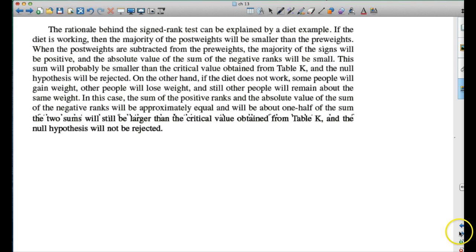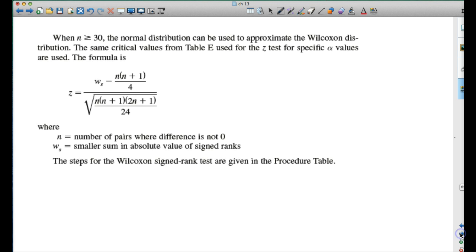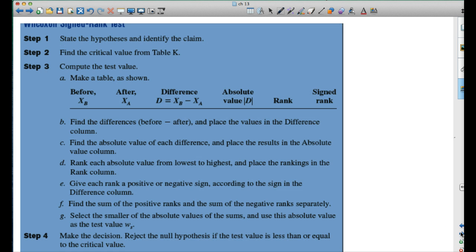Let's just skip this slide. When n is greater than 30, the normal distribution can be used to approximate the Wilcoxon distribution, so we're not going to use this formula much. Some critical values in table E used for the z-test for specific alpha are used. State the hypotheses, identify the claim, find the critical value k, compute the test value, make the decision: reject the null hypothesis if the test value is less than or equal to the critical value.